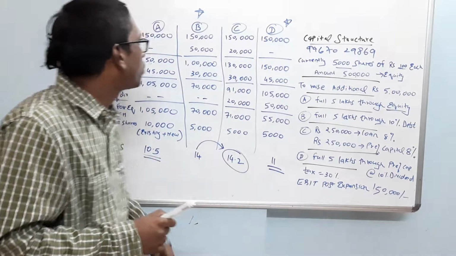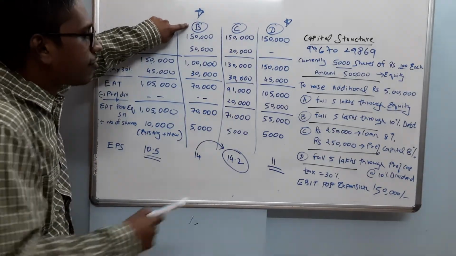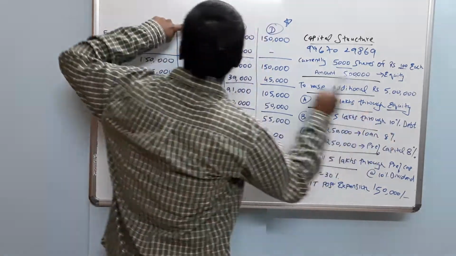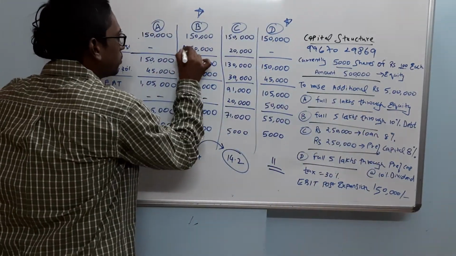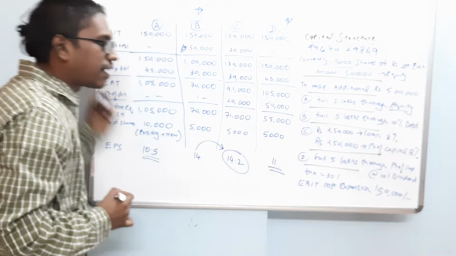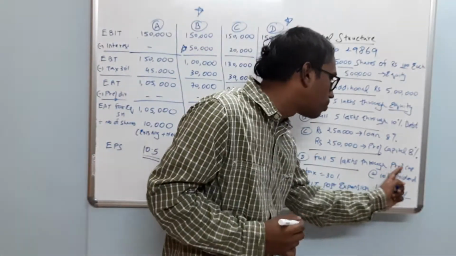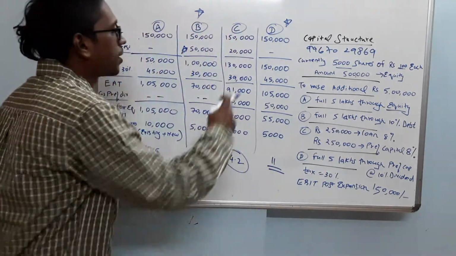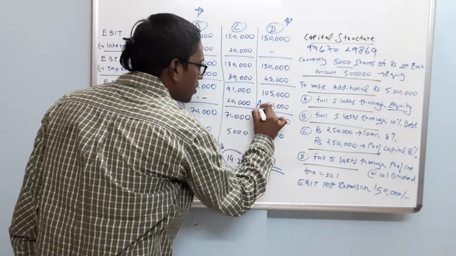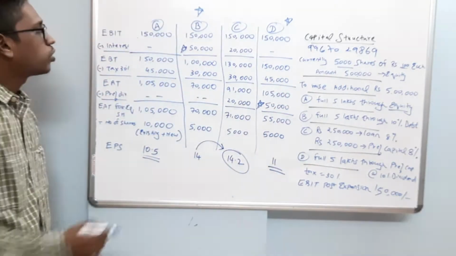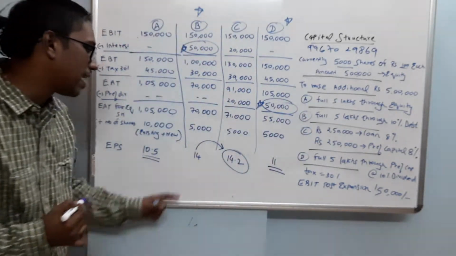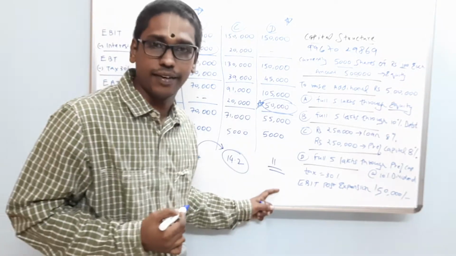Let us carefully note, when I raise the entire 5 lakhs through debt, I pay interest, and my interest is 50,000 rupees over here. And when I raise the entire 5 lakhs through preference capital, I pay 10%, again 50,000, but not as interest, I pay it as preference dividend. तो ये अमाउंट 50 है, वही अमाउंट इधर भी है, but look at the end result, 14 and 11.